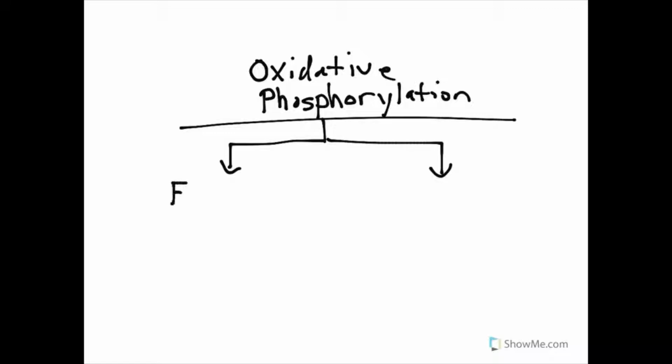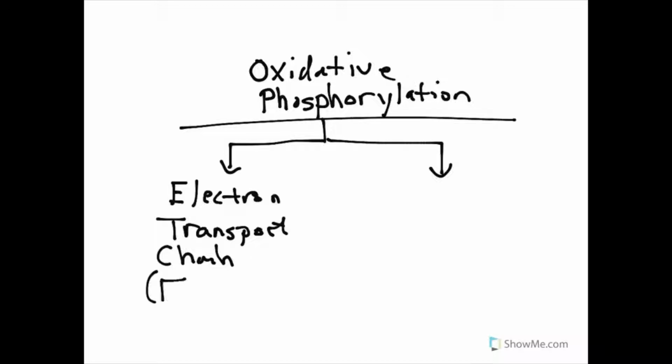One of these is called the electron transport chain. A lot of times I'm just going to abbreviate it as the ETC, electron transport chain. And the other half of this major pathway is called chemiosmosis. And this is going to be the big one in terms of ATP production. So what I'm basically going to say is the electron transport chain will drive chemiosmosis, and that's really what I want to talk about.